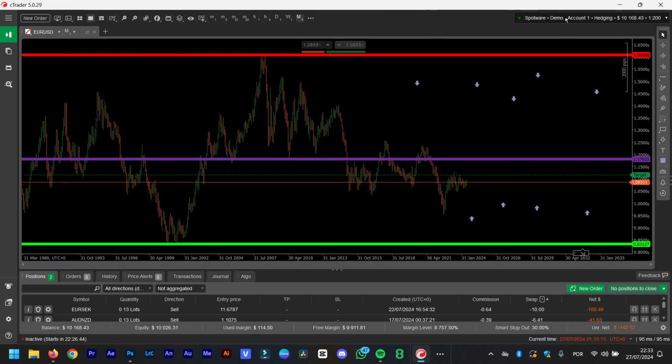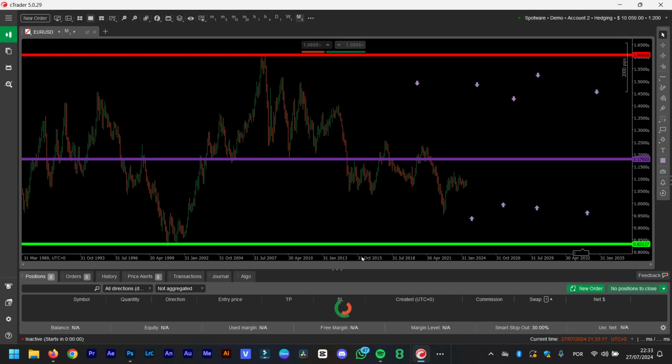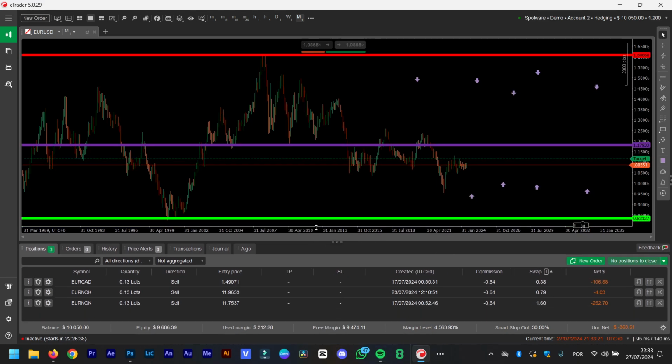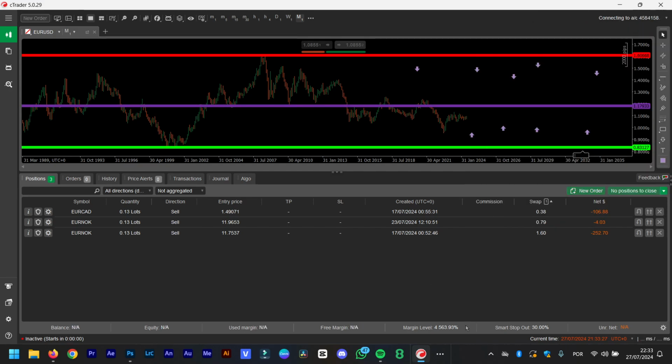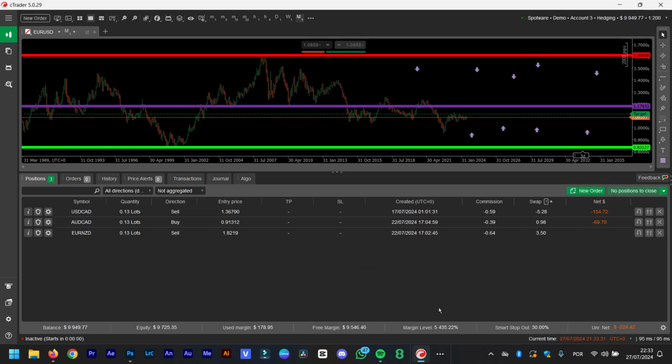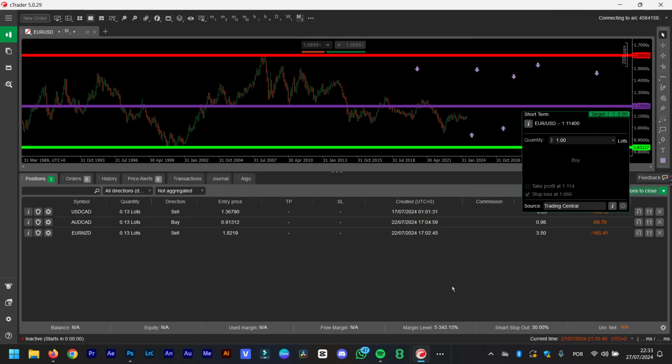So that's kind of how it is. Now this is account number 2. Let me show it to you really quick. We have 4,000% on margin level, all trades negative. Account number 3, margin level is at 5,000%, swap at $5, commission $0.60. There's a lot of margin here, so there's no problem with this account.